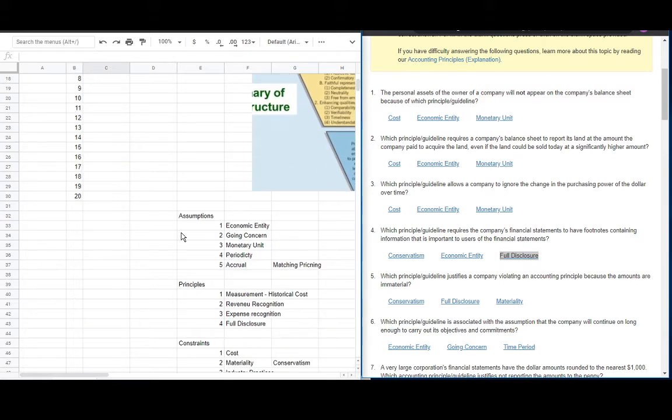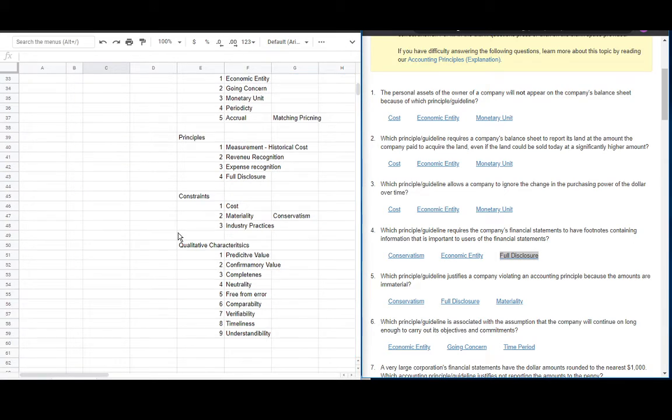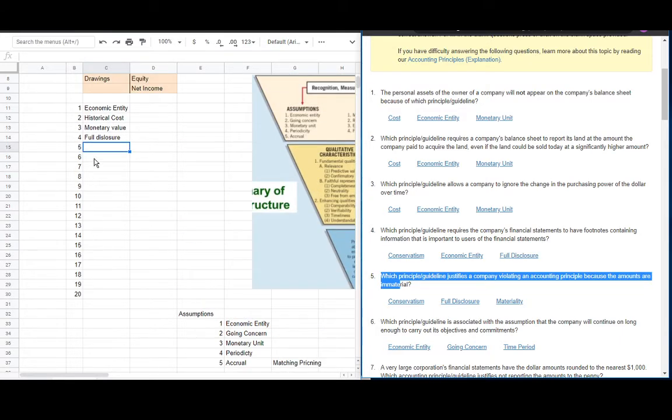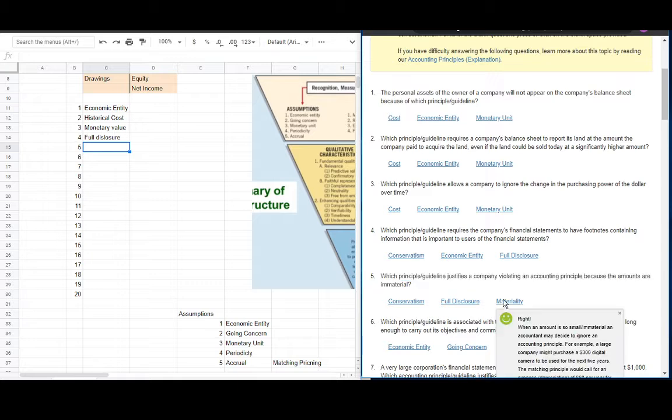So number 5, which principal guideline justifies a company violating an accounting principle because the amounts are immaterial? So the answer here is materiality.